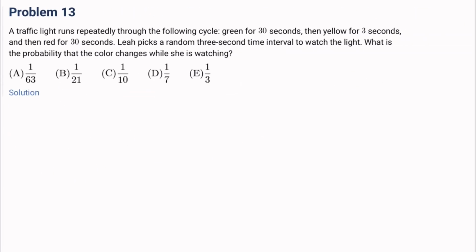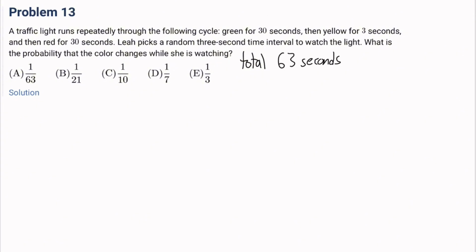Number 13, a traffic light runs repeatedly through the following cycle: green for 30 seconds, then yellow for 3 seconds, and then red for 30 seconds. Leia picks a random 3-second time interval to watch the light. What's the probability that the color changes while she is watching? Okay, so total we have 30 plus 3 plus 30, so that's 63 seconds.